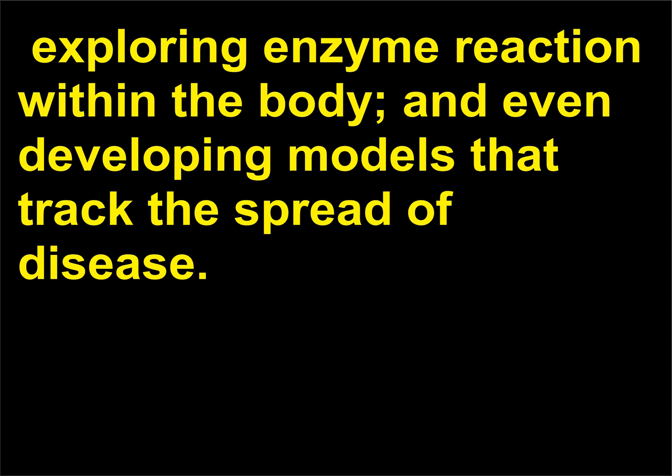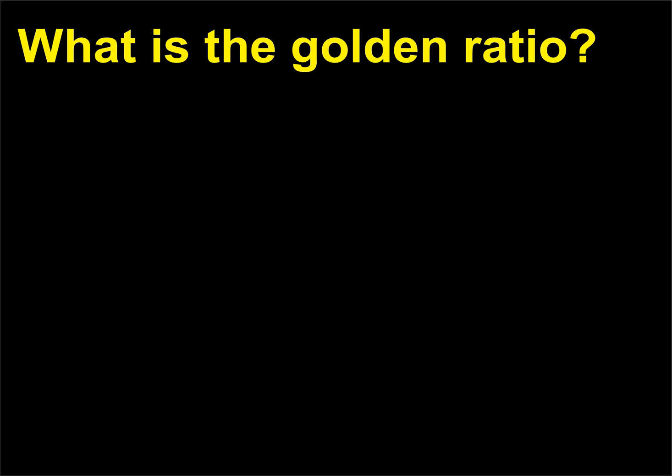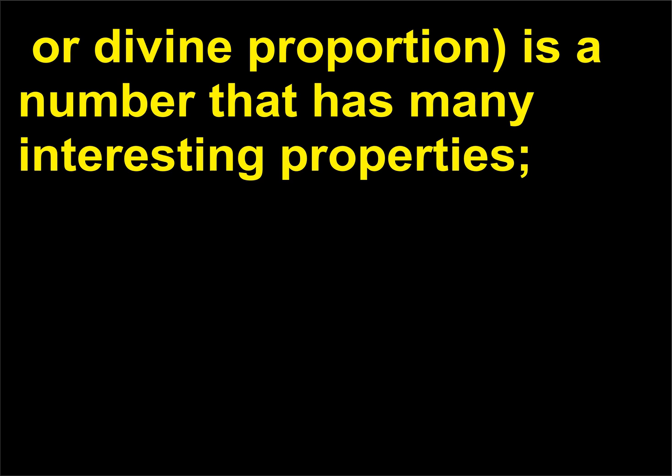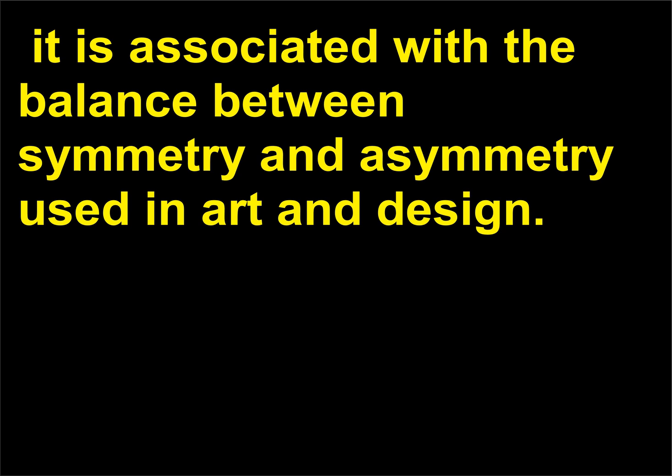What is the golden ratio? The golden ratio, also known as extreme and mean ratio, golden section, golden mean, or divine proportion, is a number that has many interesting properties. It is associated with the balance between symmetry and asymmetry used in art and design.